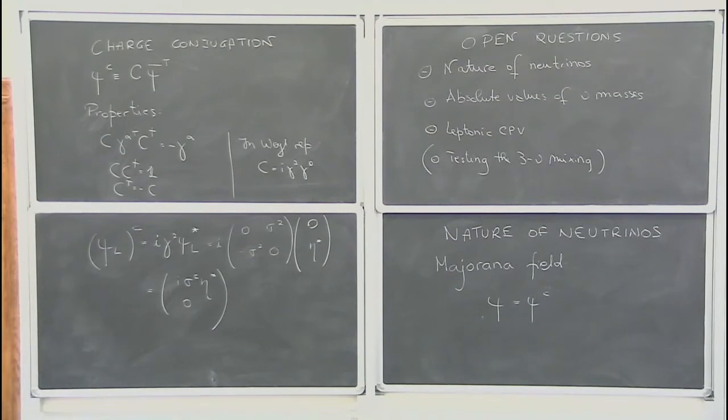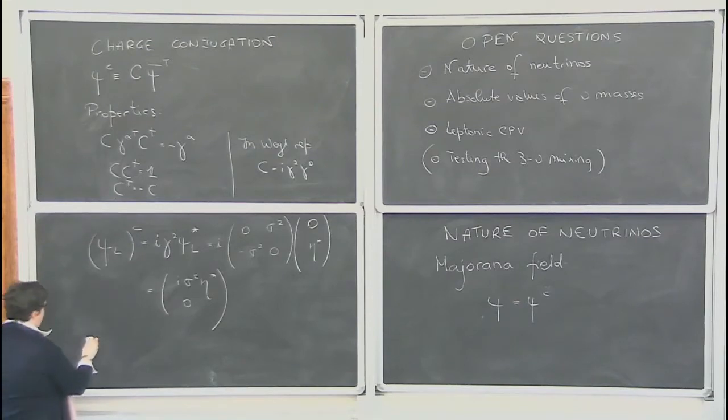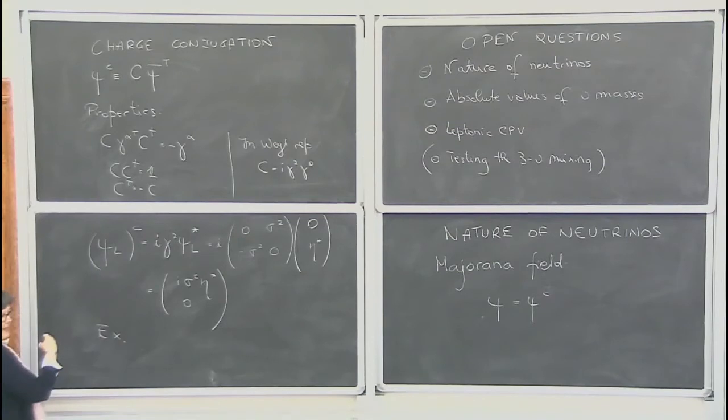What I would like you to do as an exercise, because it's a useful exercise to do, but it's really a very important property to remember, is to demonstrate that the C of a left-handed field is right-handed, but not using a specific representation, just using the properties of the C matrix.